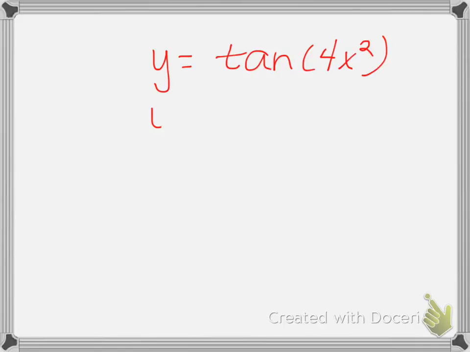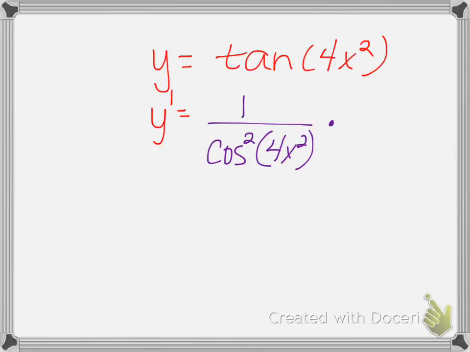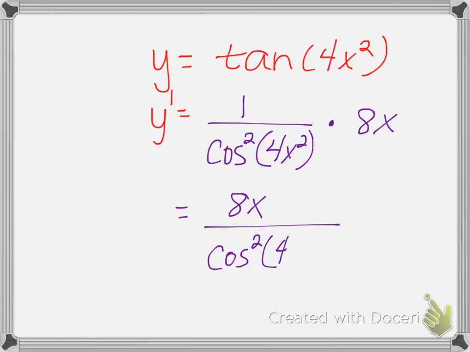I'm going to do one more problem. Let's say that you have tangent of 4x squared, and you want the derivative of that. Use the rule that I just told you. The derivative of tangent is 1 over cosine squared of whatever the tangent was of. And then you multiply by the derivative of the inside, so the derivative of 4x squared is 8x. And then there's your answer. You could write that as 8x over cosine squared of 4x squared. So I wanted you to know when you multiply, basically that number or variable could go on top.